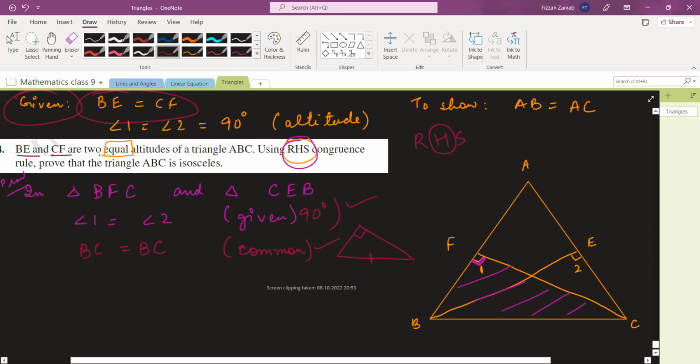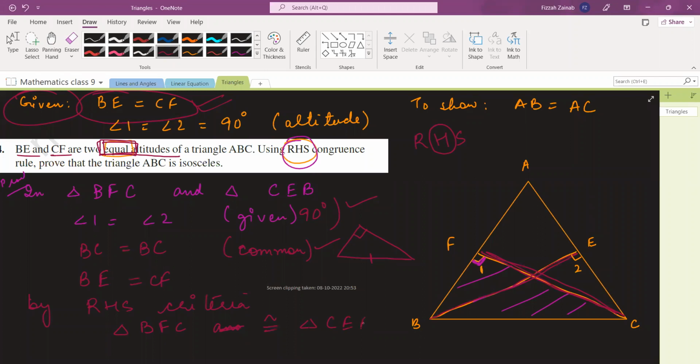BE and CF are two equal altitudes. It's already given that the length of the altitude is the same. They are equal. BE is equal to CF, already written in front of you. That means this side of the triangle is equal to this side of the triangle. So I have got one side which is equal, one right angle which is equal, and the hypotenuse is common in this case. So by RHS criteria, the two triangles are congruent. So triangle BFC is congruent to triangle CEB, correct?